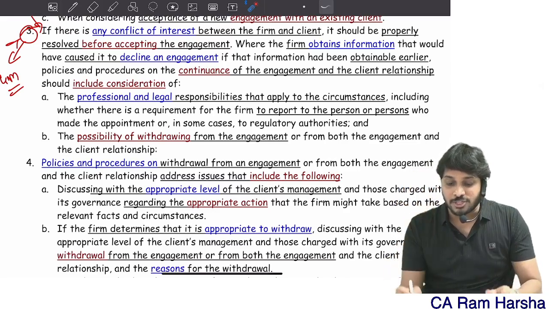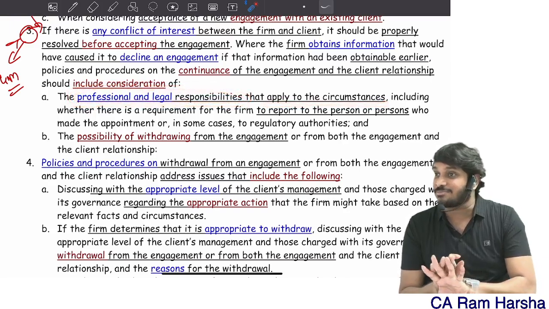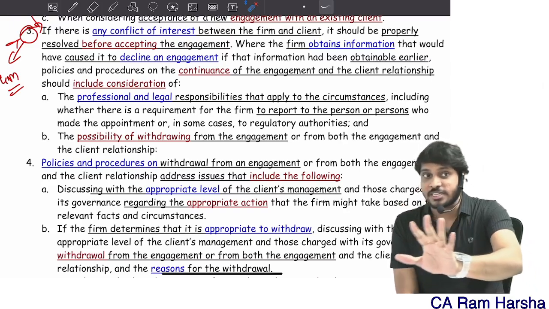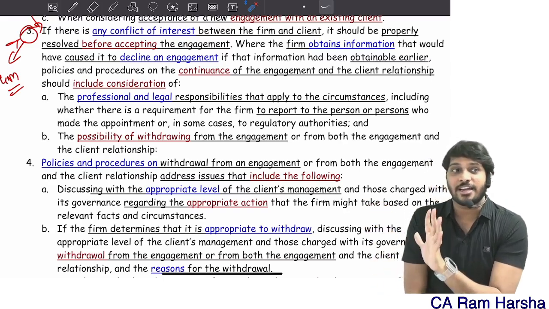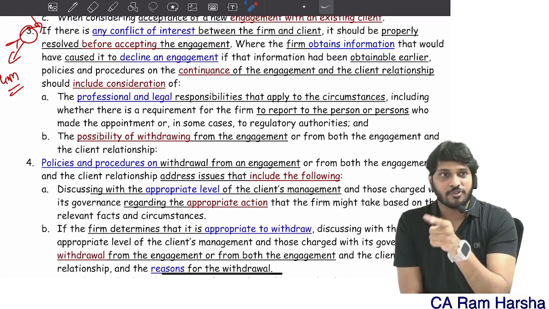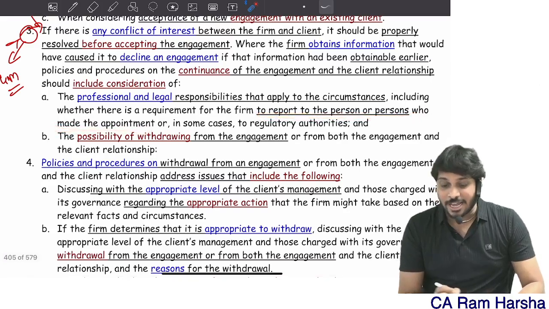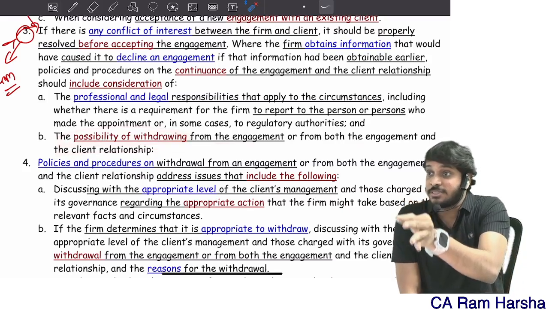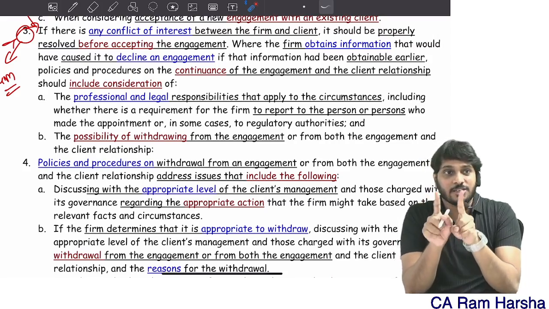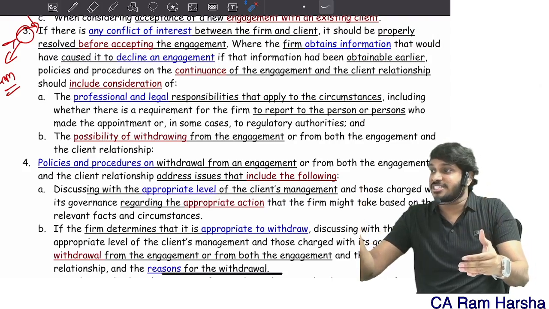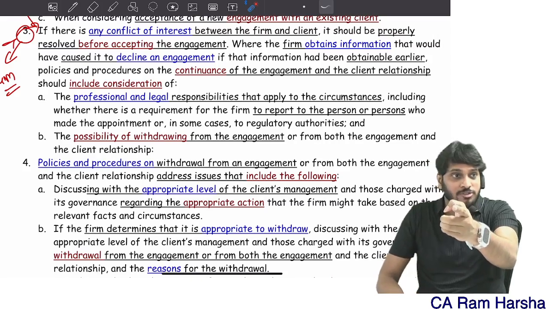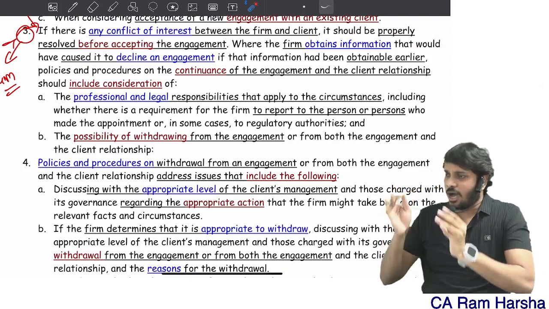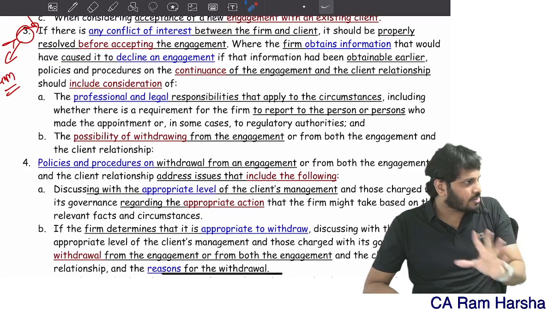In that case, what does the firm have to do? Look at the responsibilities that apply to the circumstances. For example, you came to know that you are disqualified. After being appointed as an auditor, after certain days, you came to know that you were disqualified. Here, what is the legal responsibility? You have already vacated the office; it is a casual, deemed vacation. What is your responsibility? You have to report to the persons who made the appointment. Sometimes you may even have to report to regulatory authorities and see the possibility of withdrawing from the engagement, sometimes the entire relationship with the client. If there is a conflict of interest between the firm and the entity, see what your professional and legal responsibilities are, including whether you have to report to outsiders, whether you have to report to the client, and whether withdrawal is possible. All these possibilities you should check, keeping in mind the prevailing law and regulation.